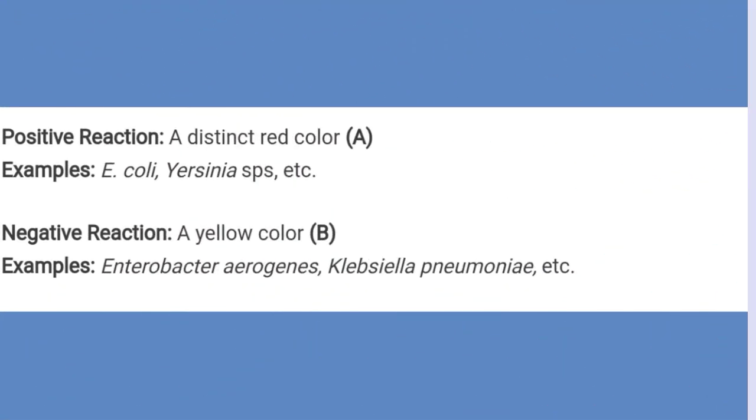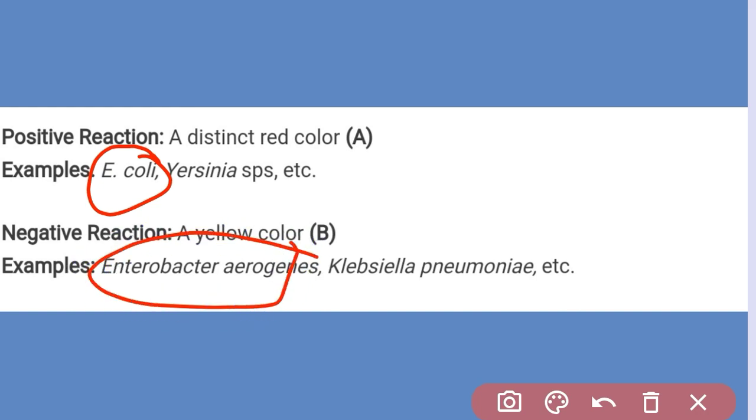A positive reaction is shown by a red color after addition of methyl red in the medium. The organism E. coli is MR positive, whereas the organism Enterobacter aerogenes is MR negative.